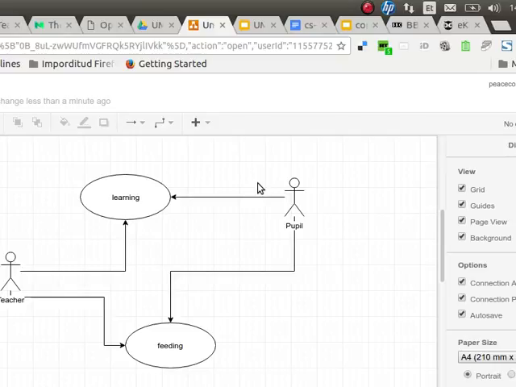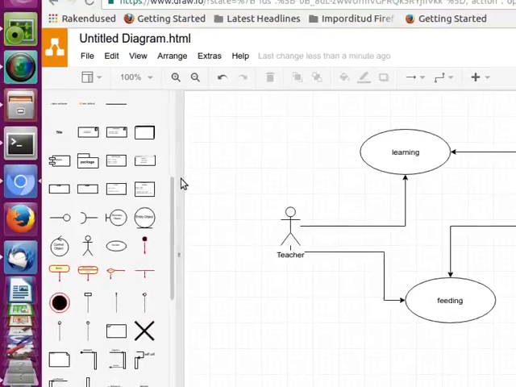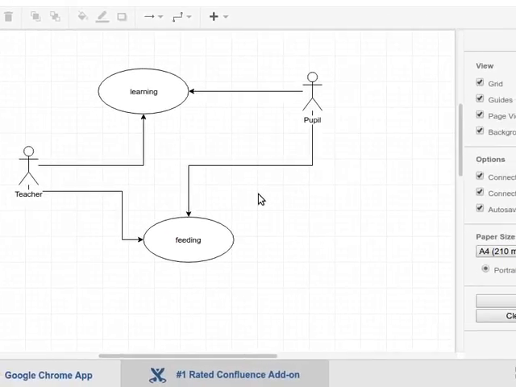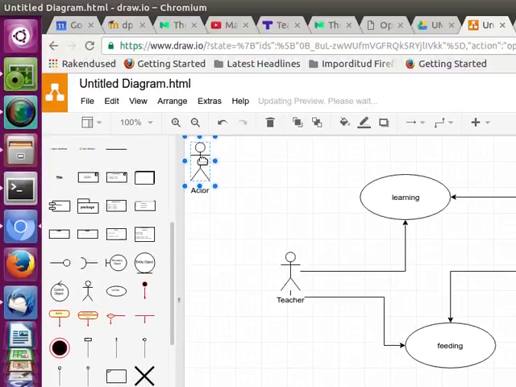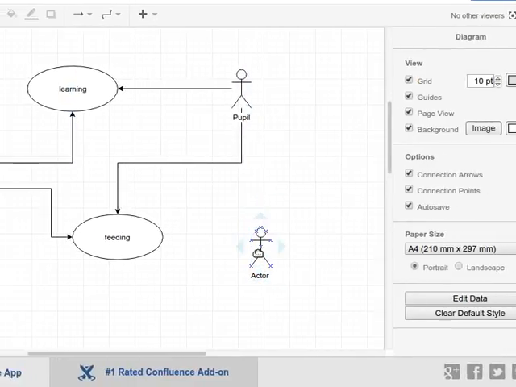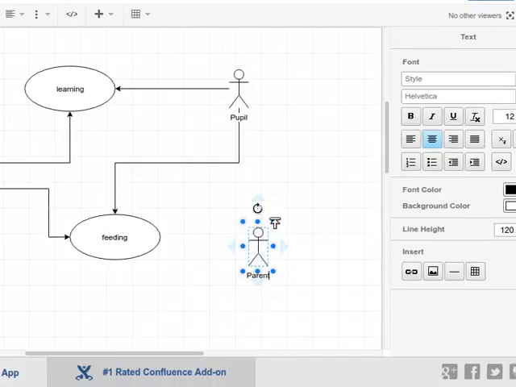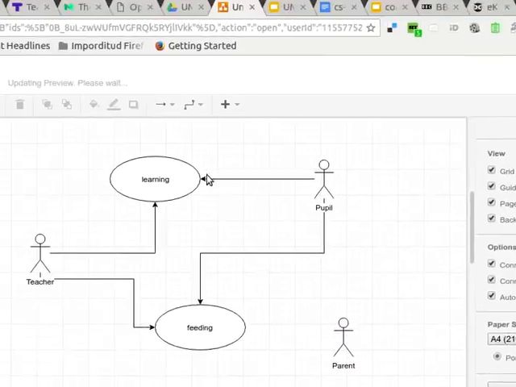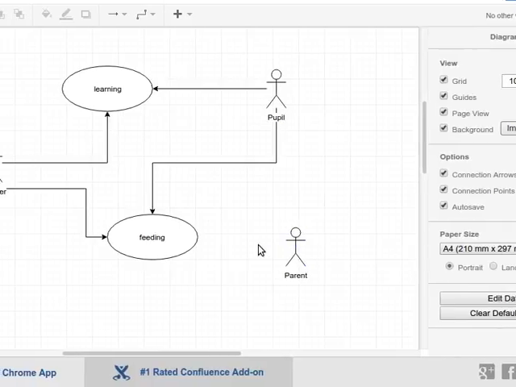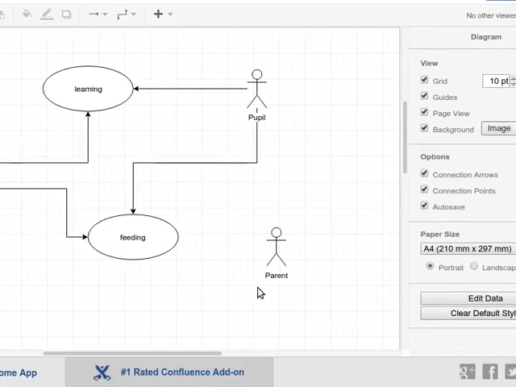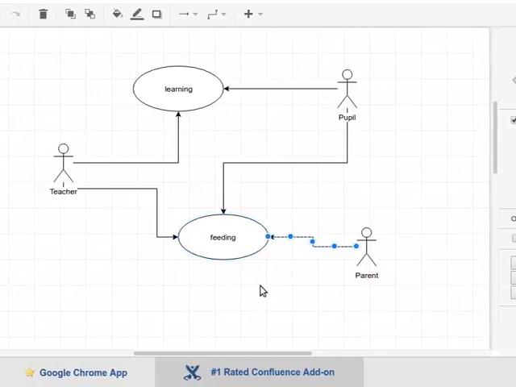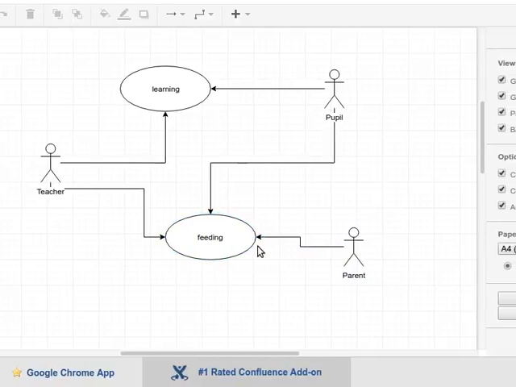And now we need to create another person, parents. But parent is not part of this system here. Parent is outside of the system and does not interact with the system. Or a parent can interact with the system. How? Okay, let's create another role here. Parent does not take part of learning. Maybe parent can still also feed the teacher. What else can parent do?